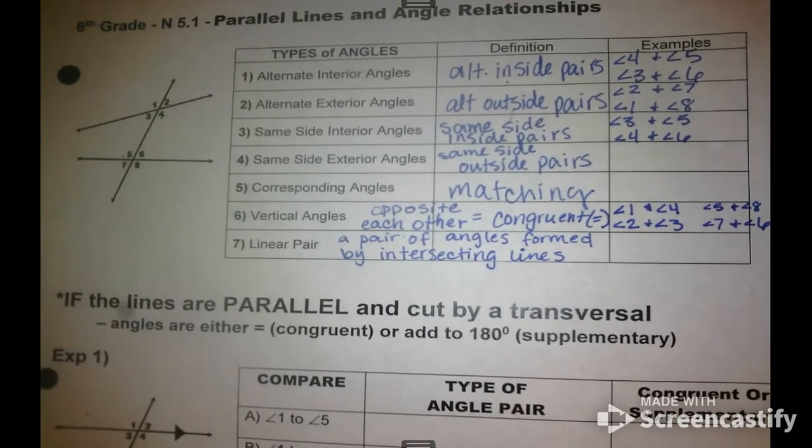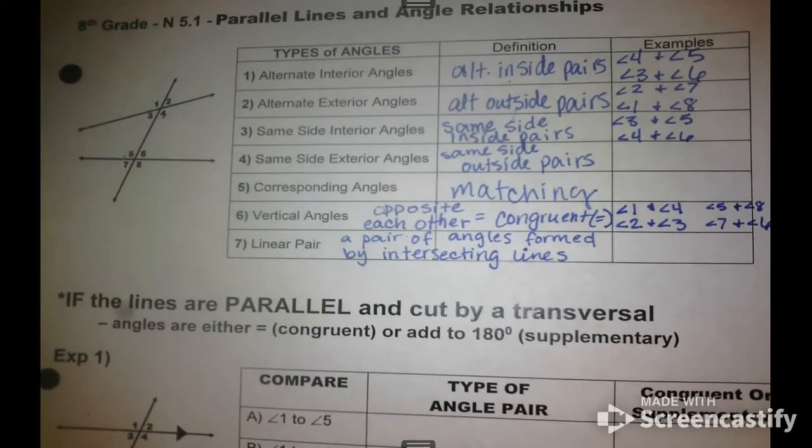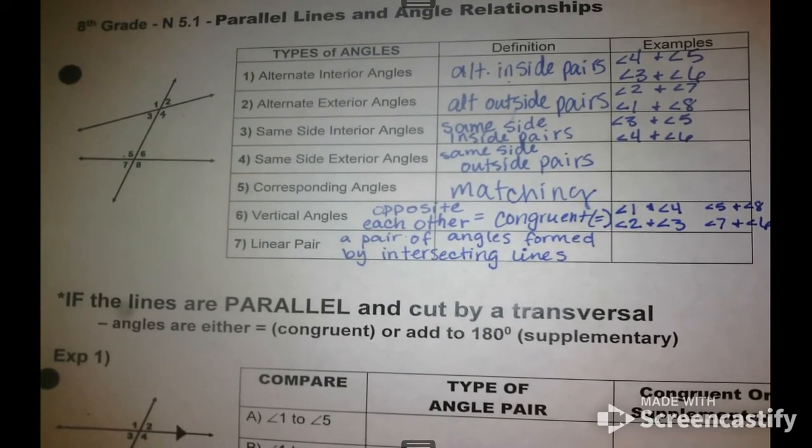Okay, so again, we're going on the outside. So same side, outside pairs. What would that be? 7 and 1, 8 and 2.